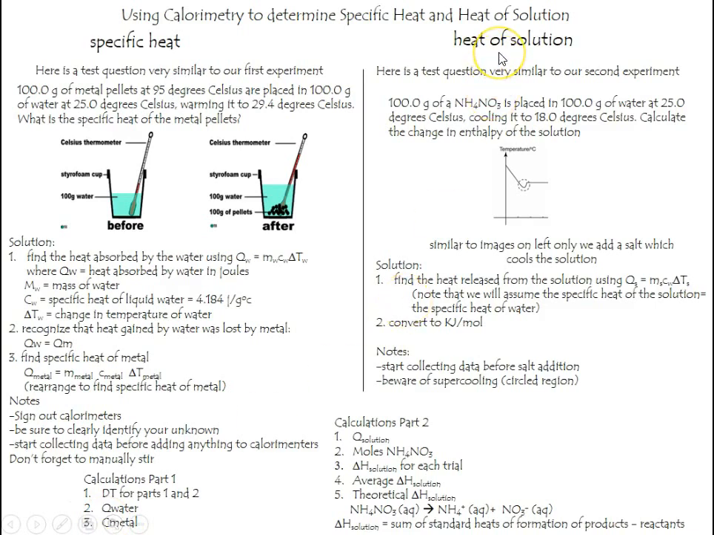Part 2, heat of solution. Very similar to the last experiment, but in this case we're going to add a salt to water and it should cool the solution. And we can find the heat of solution doing that. Fairly straightforward. Here's a sample test question. You take 100 grams of ammonium nitrate, and that is in fact the salt we'll be using. We place it in 100 grams of water that is at 25 degrees Celsius, and we find that it cools it to 18 degrees Celsius. Calculate the change in enthalpy of the solution.